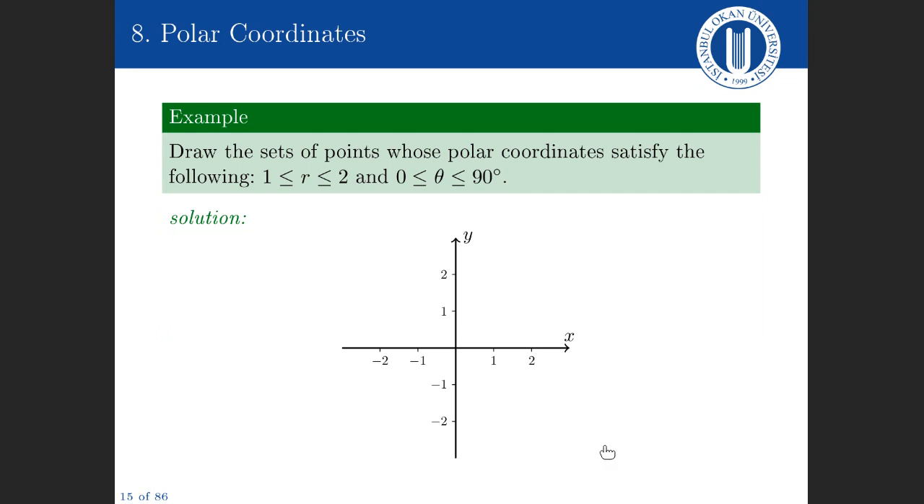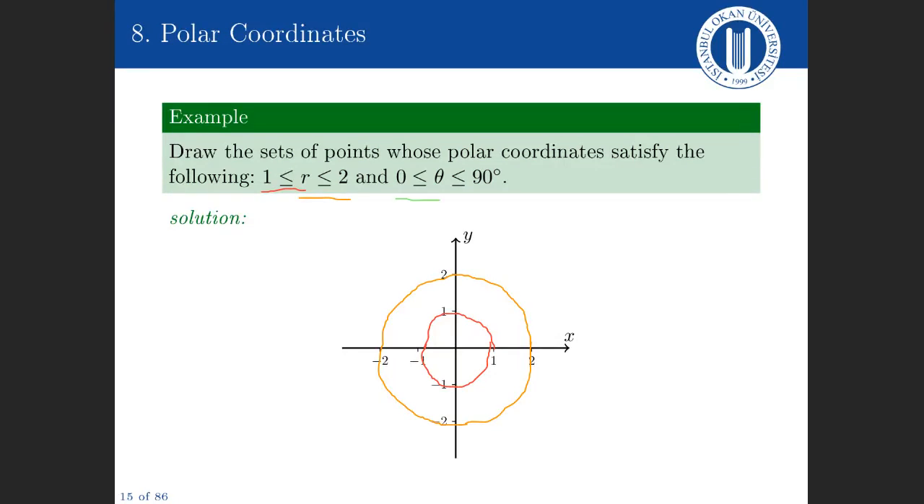Draw the set of points whose polar coordinates satisfy the following conditions. r is between 1 and 2, theta is between 0 and 90 degrees. Let's take each of these in turn. First, I want to look at r equal to 1. We know what this is. This is a circle of radius 1. So I'm going to draw this. And then I want to look at r equal to 2, a circle of radius 2. Okay, I can try to draw this with my mouse. We know that r is between 1 and 2, so we must be between these two circles.